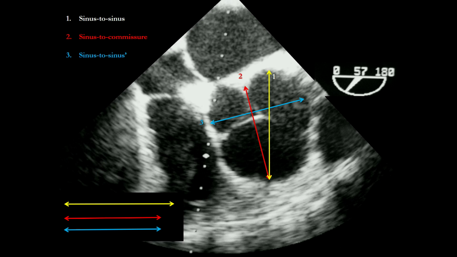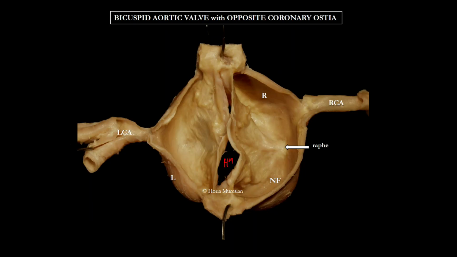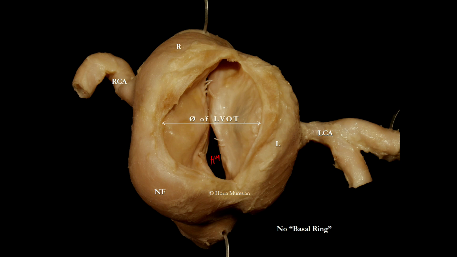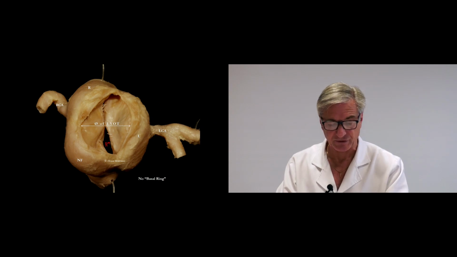Consequently, all diameters must be thoroughly determined and compared to each other, especially when reimplantation of the aortic valve is contemplated. The diameter of the graft will be determined considering the diameter of the sinotubular junction and 2/3 of the double leaflet height. A particular case is represented by the bicuspid aortic valve, with asymmetrical valve aperture and position of the coronary ostia. Again, the basal ring can be difficult to directly determine, while it is most useful to measure the diameter of the left ventricular outflow tract.